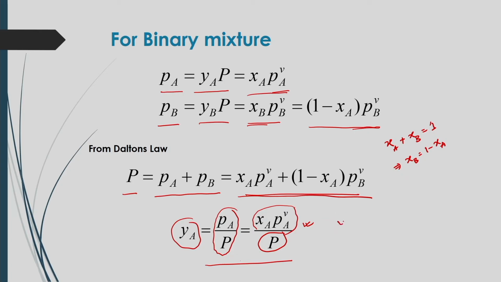Similarly, the mole fraction of B in the vapor phase, at equilibrium, Yb, will be equal to 1 minus Ya. In this way you can calculate the mole fraction of B there. Let us do an example based on these principles.